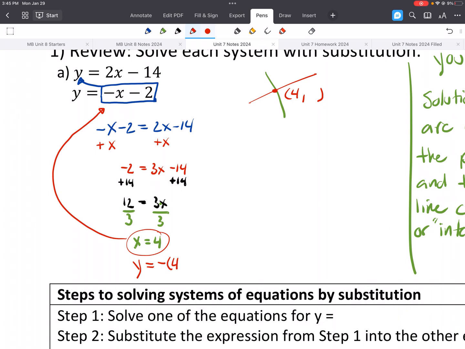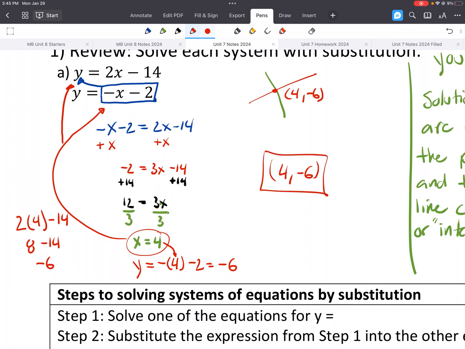It would be negative x, which x is 4, and then minus 2, so we get negative 6. If we choose to put it into the first equation, then we'd get 2 times 4, and then subtract 14. Well, that's 8 minus 14, which is negative 6. It doesn't matter which one you plug it into, because when they intersect, they have to have the exact same value. So our answer here would be 4 comma negative 6, and we would have one solution.